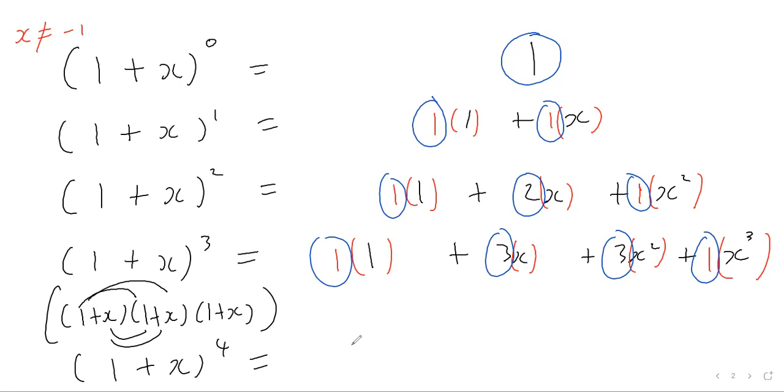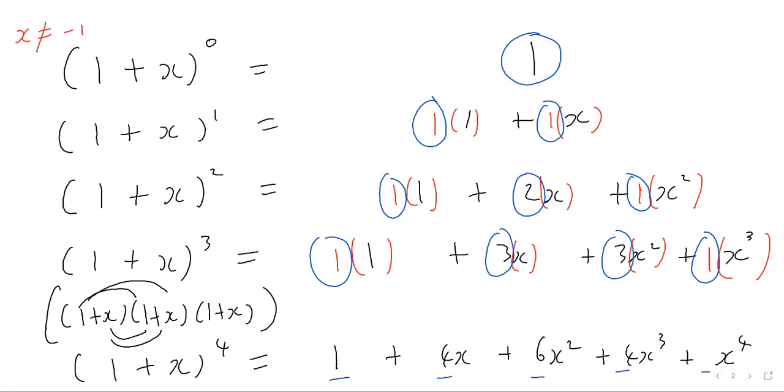So if we did (1 + x) to the power of 4, we should get 1 + 4x + 6x squared + 4x cubed + x to the power of 4. That's what we should get there. And again, our coefficients are the next row of Pascal's triangle. So 1, 4, 6, 4, and a 1 there.